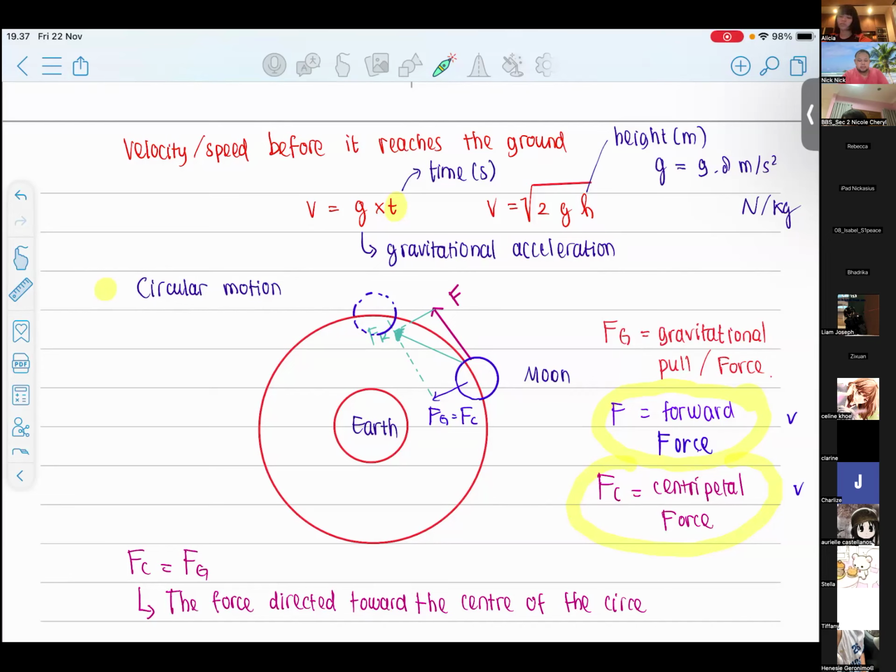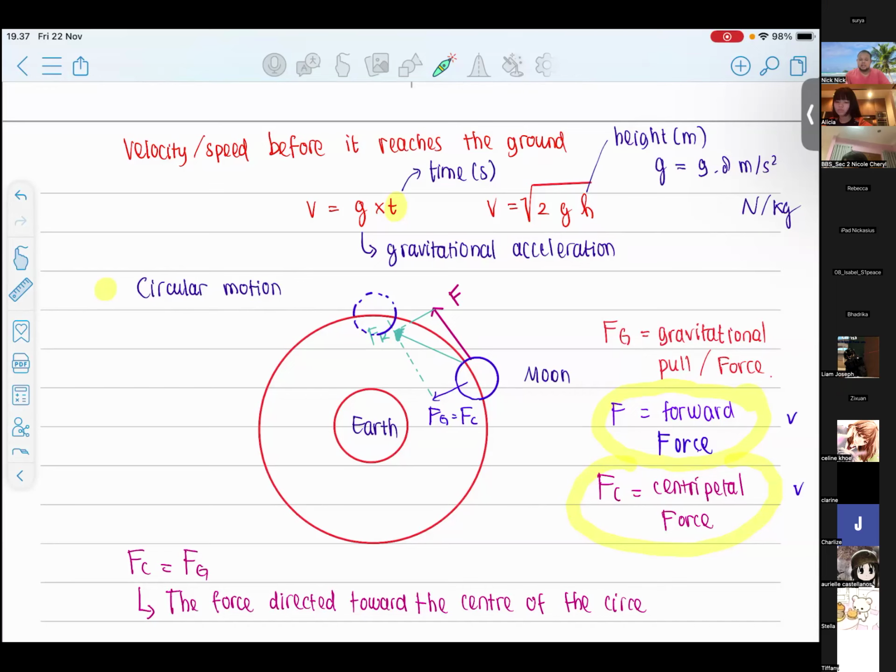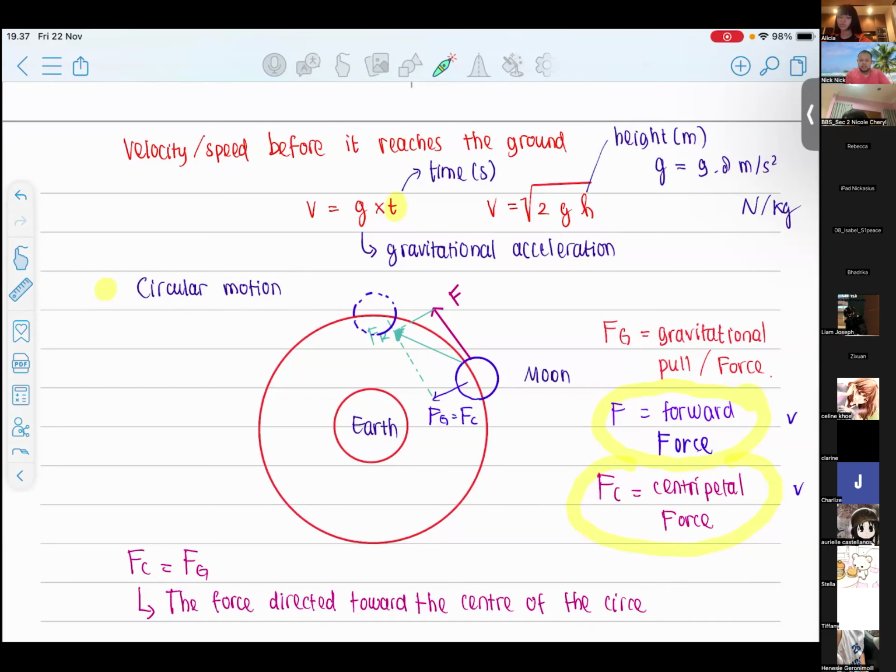So we have to discuss the forward force and the centripetal force. The centripetal force pulls to the center of the circle, and then the drag force pulls in a certain direction, and then the movement is circular. Are you with me, students?